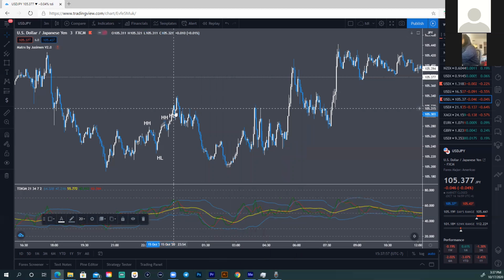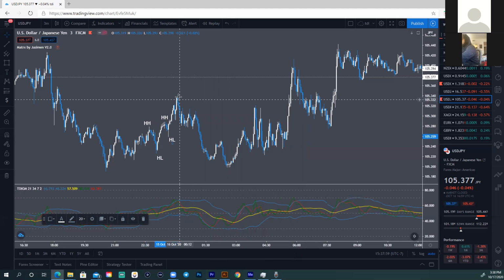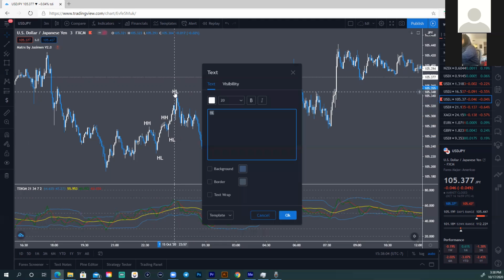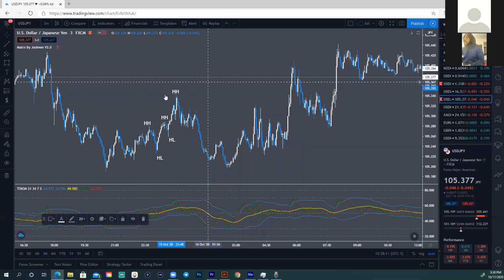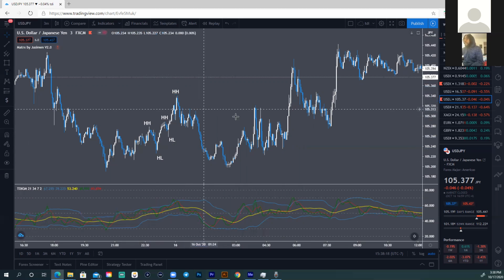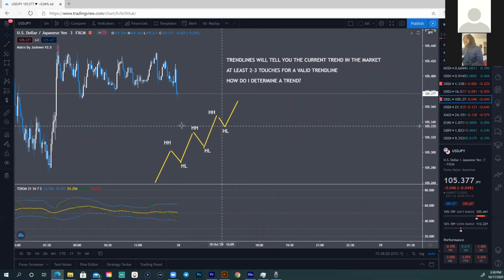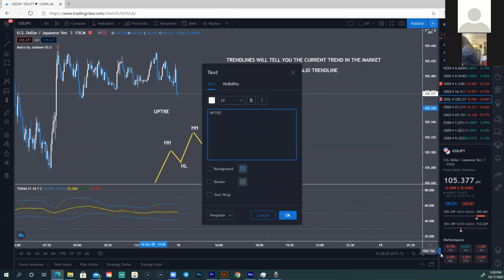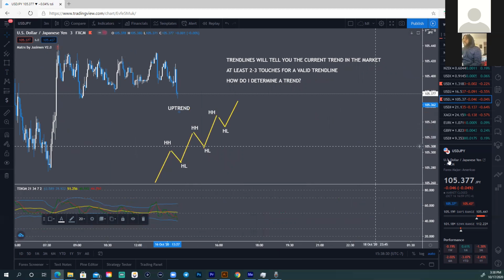You see higher low. Then you see higher high, right? And this is what we call an uptrend. No matter what time frame you're on, you will be able to determine higher highs and higher lows. Okay. Now, this is an uptrend. I'm gonna put this right here. Okay. This is an uptrend.